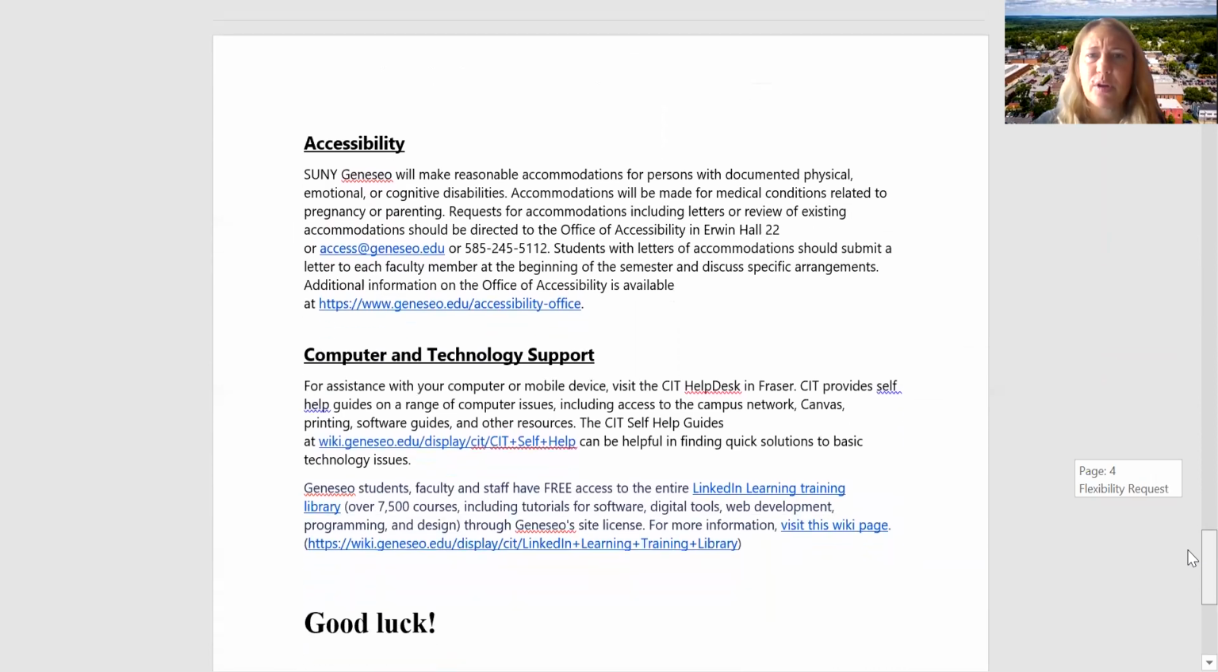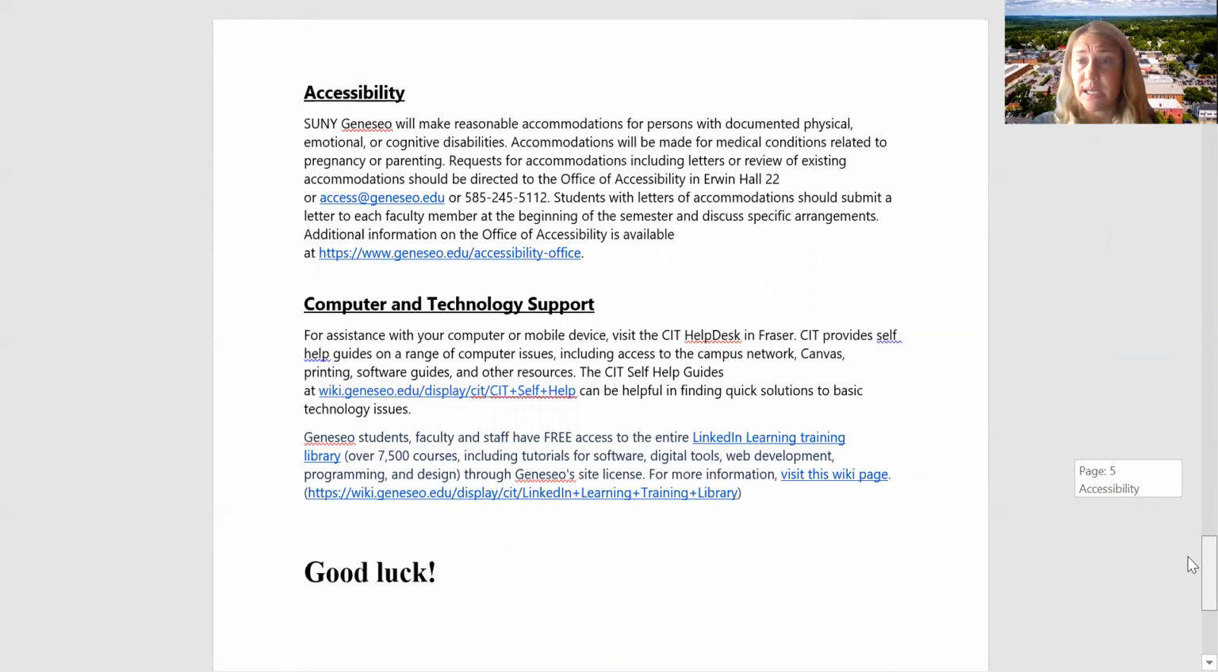Other statements that I put on here as far as accessibility, if you have accommodations, make sure to give me your letter. And even with things like online tests and quizzes, I will still be able to accommodate for any disability that anyone might have and any documented need for accommodations.